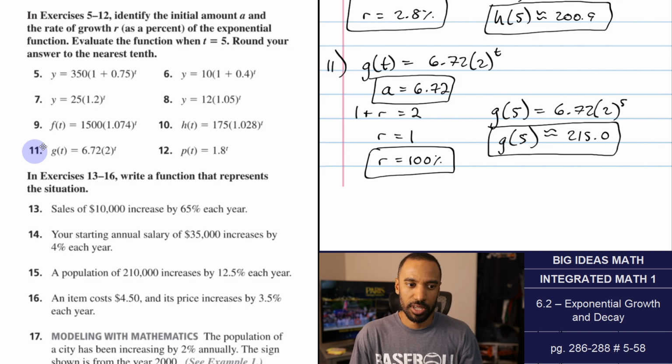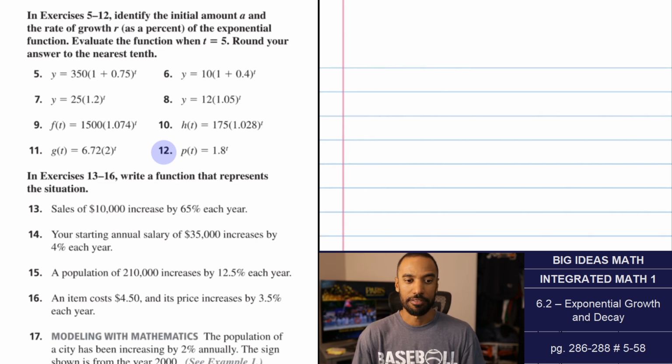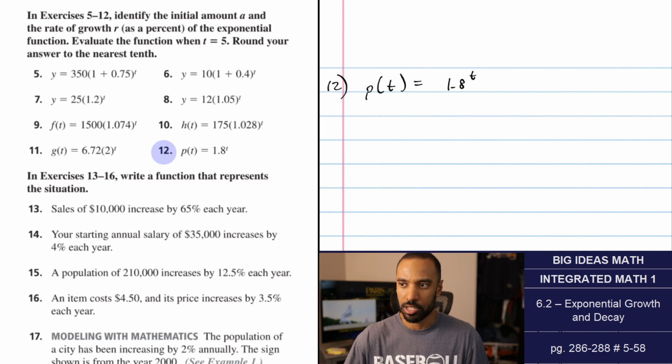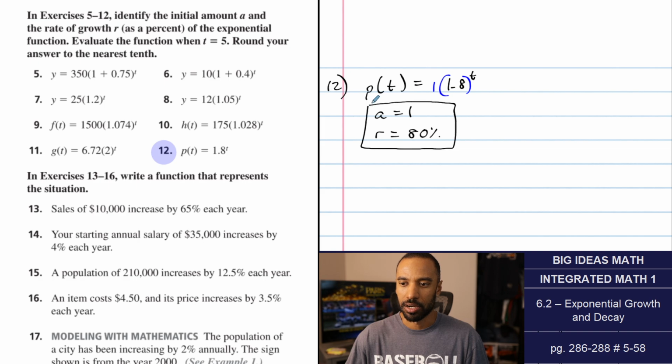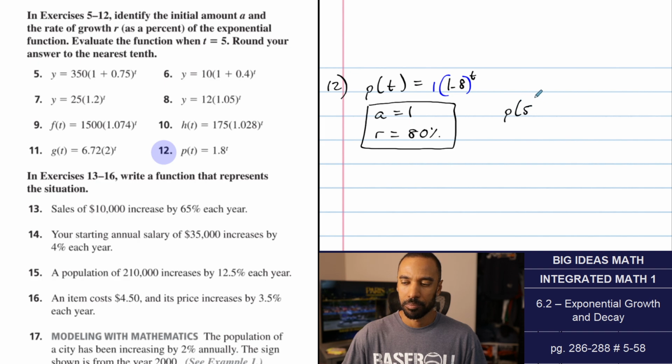Now, number 12 is the first interesting one when it comes to A, but if you were with me on the previous section on graphing things, you probably saw a lot of these, and it made no difference to us. P of t is 1.8 to the t power. Notice this is the number that's being raised to the power, therefore this is being multiplied by some number in front. That number must be a 1. Our a value is 1. The r value is how much you're adding to that 1. That's 0.8. That's an 80% growth. So here we go. From here, starting from 1, we're going to increase by 80% 5 times. So 1.8 to the 5th power, because you don't have to write it like that. You just got to identify what they are. 1.8 to the 5th power.